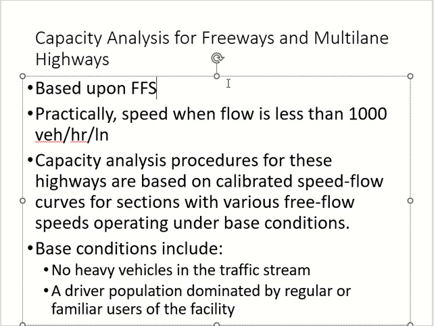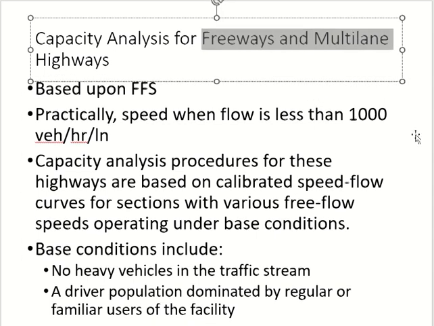Normally the traffic tends to maintain the free flow speed at least up to a flow of 1000 vehicles per hour per lane. This is normal for freeways and multilane highways. After that, you may have a dip, you may not have a dip depending upon the design of the highway. But up to 1000 vehicles per hour per lane, in these two types of highways, normally we don't see any changes in speed.